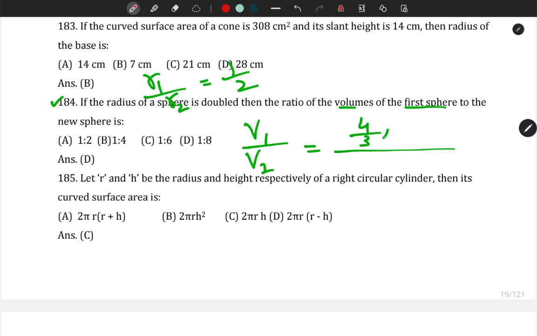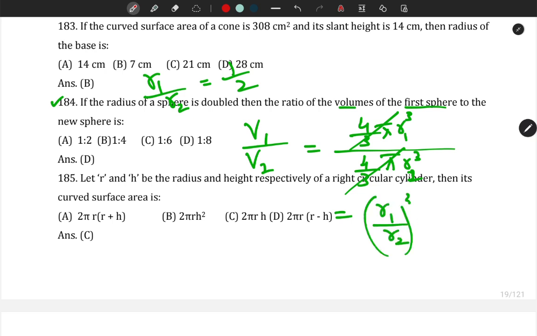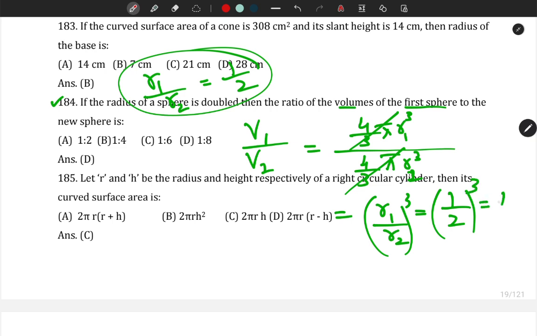So the ratio of the volume of the first to that of the new sphere will be given by the volume of a sphere, we know 4 by 3 pi r cube. For the first one we'll write r1 cube, for the new we will write r2 cube. Now 4 by 3 pi, 4 by 3 pi will cancel, so we're left with r1 by r2 whole cube. Then since r1 by r2 we got 1 by 2, we'll substitute 1 by 2 here, whole cube. This will give us 1 cube by 2 cube, which is 1 by 8, so the ratio is 1:8. So the correct option is D, 1:8.